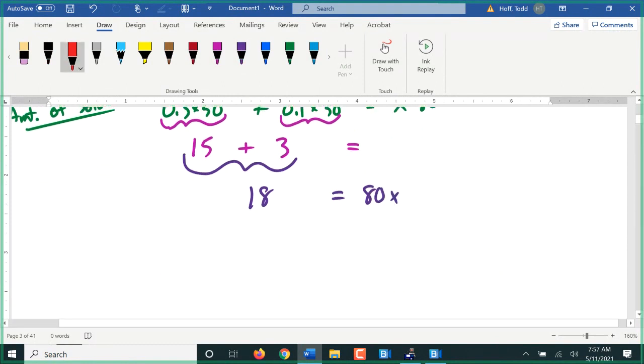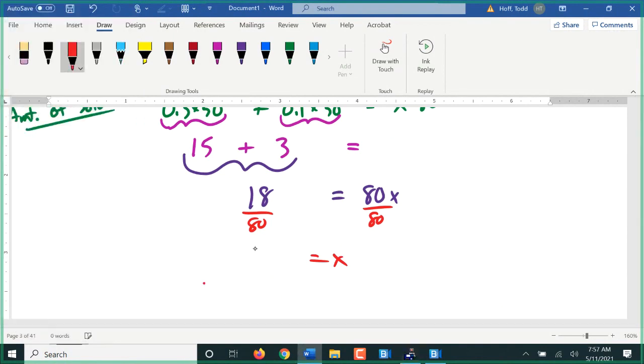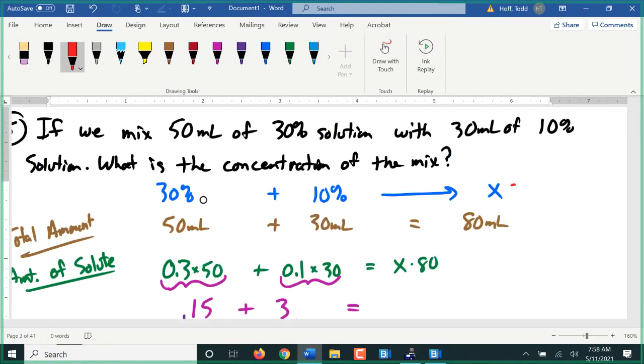Now we're ready to solve the equation already. We're just going to divide by 80. 18 divided by 80 is 0.225. So that X represents the final concentration. 0.225 is 22.5%. Then we were asked to find that final concentration. So that is our solution, 22.5%.